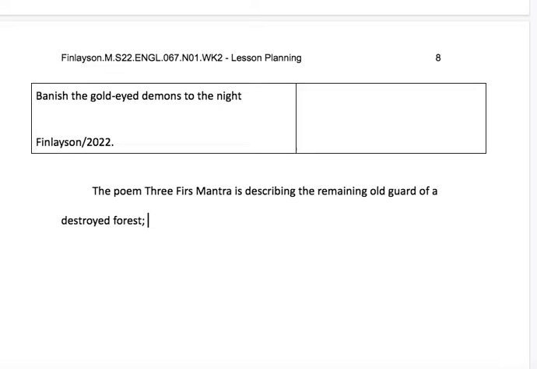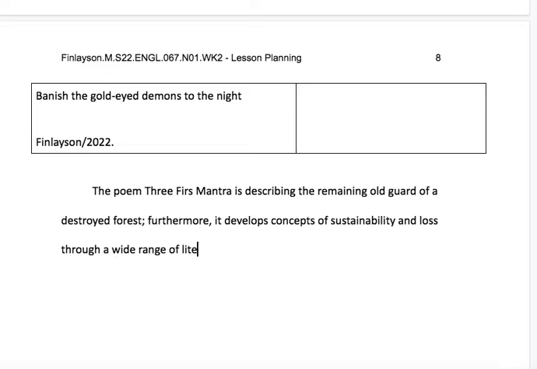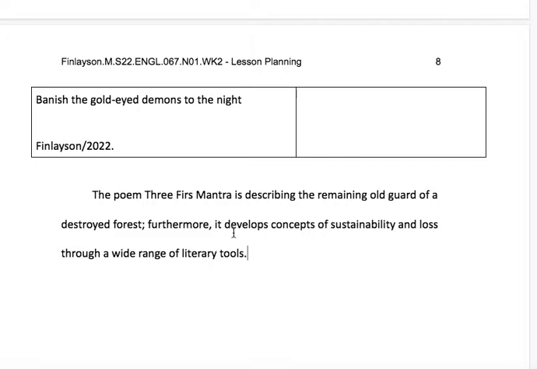Furthermore, it develops concepts of sustainability and loss through a wide range of literary tools. So that's a fairly solid opening sentence. Now remember, it's just draft one. We might edit this and upgrade it.